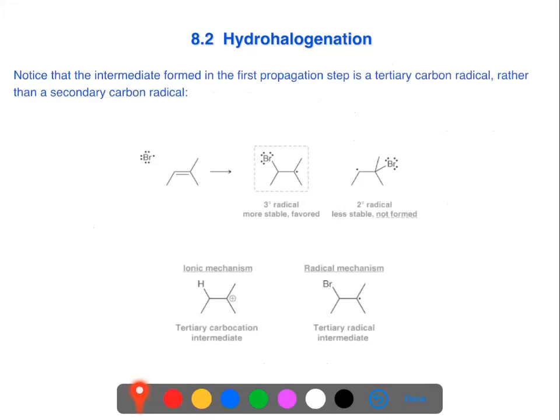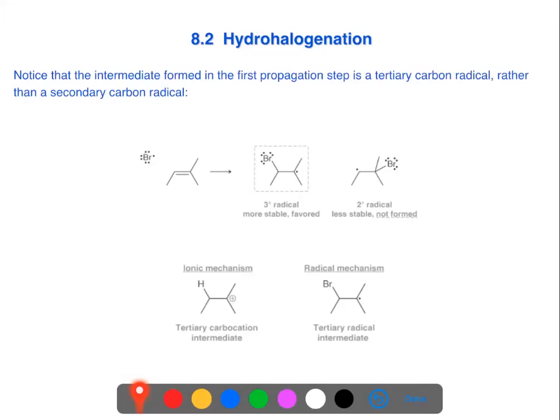And again, just to clarify, the regioselectivity and the preference for the observed product has to do with the fact that we are forming a more stable tertiary radical by forming a new carbon-bromine bond with the least highly substituted carbon, because that will generate a tertiary radical as opposed to the other option, which would be a secondary radical. And there's no experimental evidence for this forming. So the preferred radical intermediate, the tertiary radical, is formed in that first step.